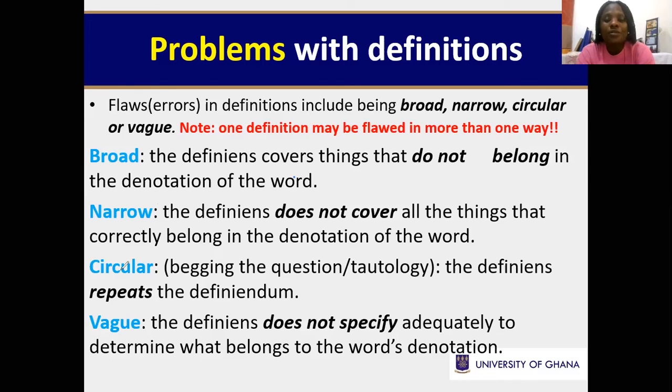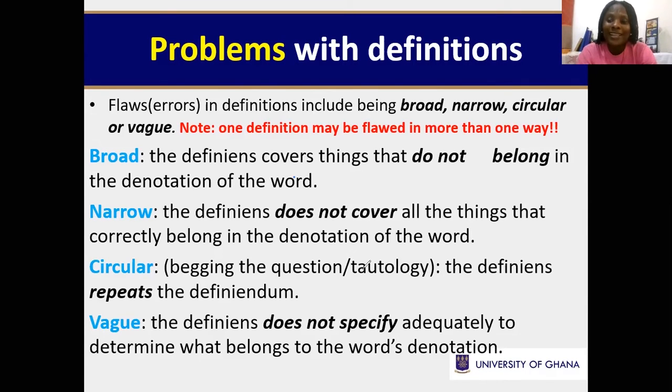Now, when is a definition circular? We said when you are only repeating the definiendum in the definiens. I don't understand a word, help me out, then you use the very word to explain itself. We have a challenge. We call it being circular or begging the question. You don't have an answer for the question, so you beg the question. It is also called a tautology. We'll meet that in Unit 10.